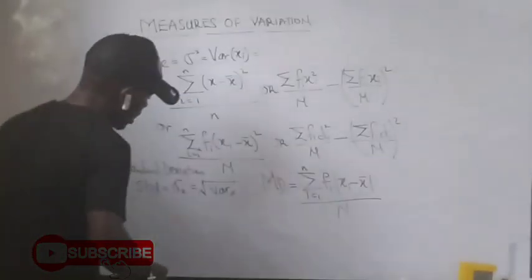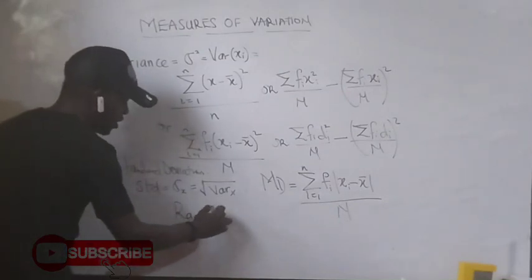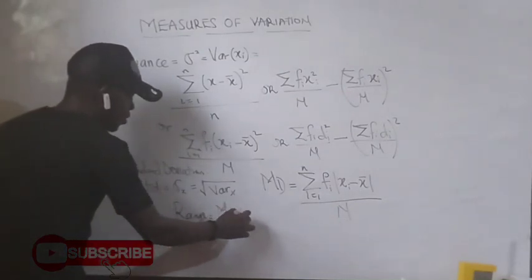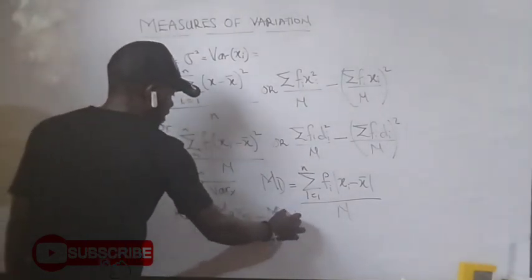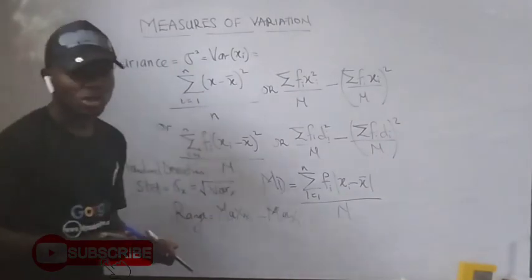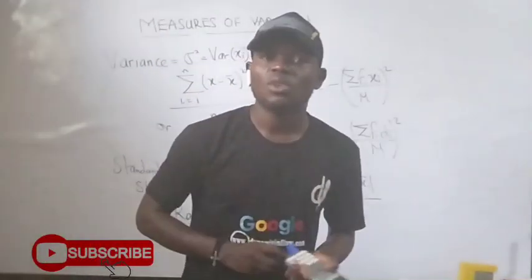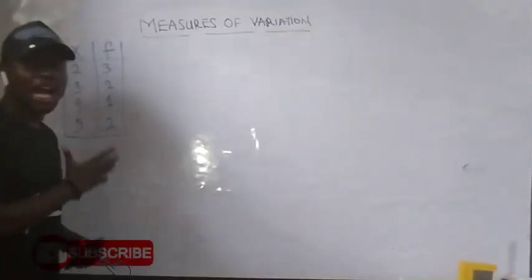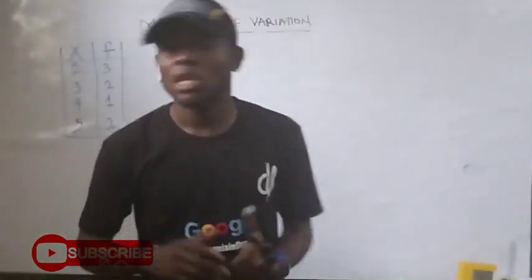And your range happens to be one of the simplest formulas you can come by. Your range is simply the maximum value in the set of xi minus the minimum value of xi, and that is just fine. So let's quickly look at one example and we will round it up from that example. We're asked to solve for our variance, our standard deviation, our mean deviation and our range. Then how do we go about it?